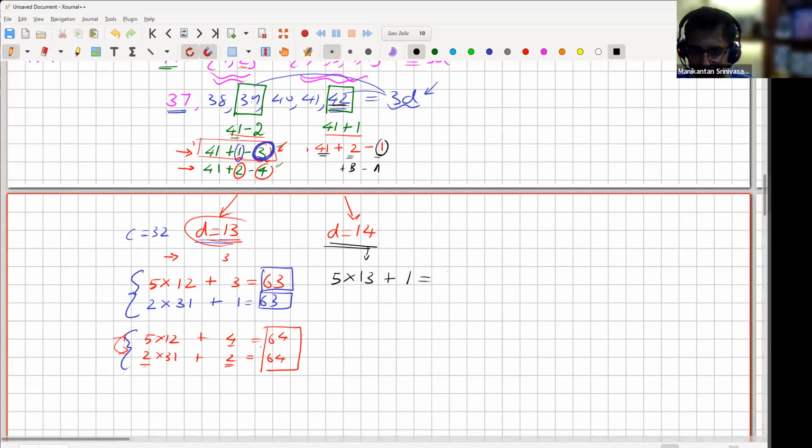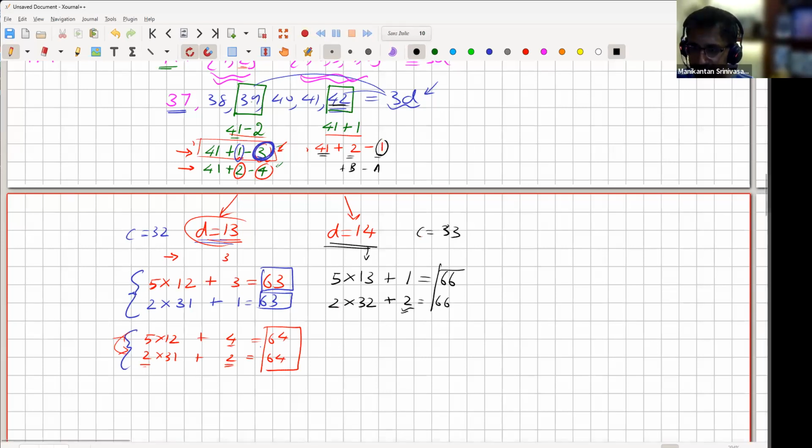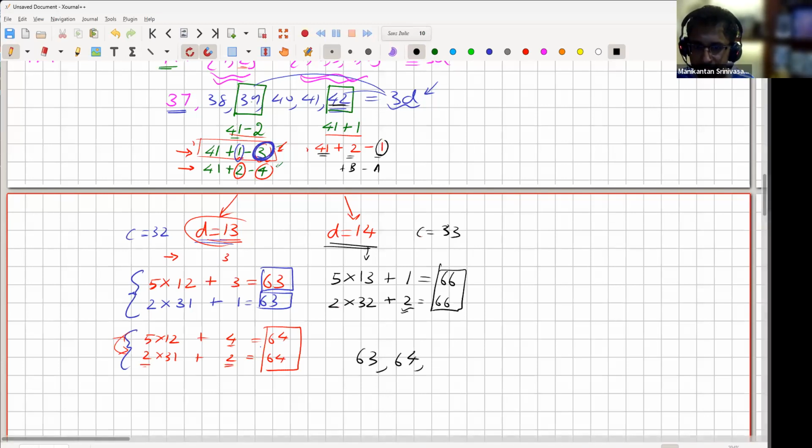So that is 66. Let's verify again for a cat. C would be 14 plus 19, which is 33. The cat would have taken 32 full jumps plus a jump of 2, right? That is also 66. In this case, the cat took 33 full jumps, because this 2 is also a full jump as far as the cat is concerned. Does it make sense? So the only possibilities are 63, 64, and 66.